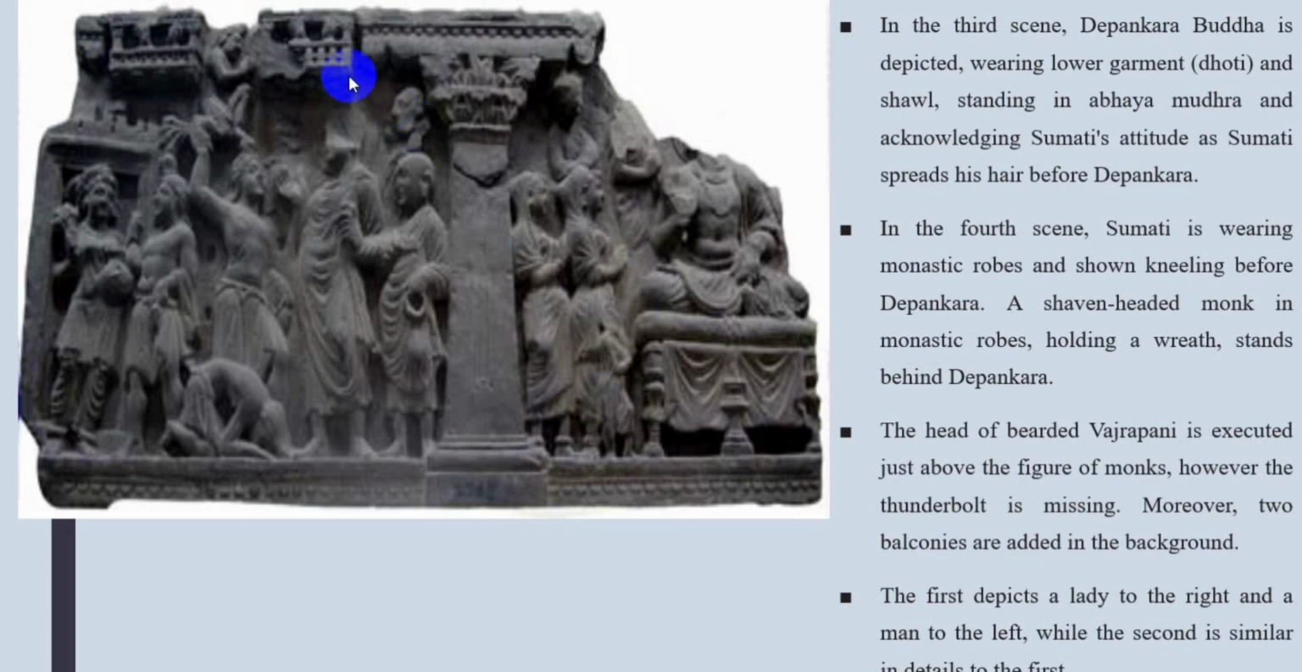And moreover, here you can see the two balconies in the background of this panel. The first balcony depicts a lady to the right and a man to the left, while the second is similar in details to the first one. So here are the small figures of the lady and a man in the balcony.